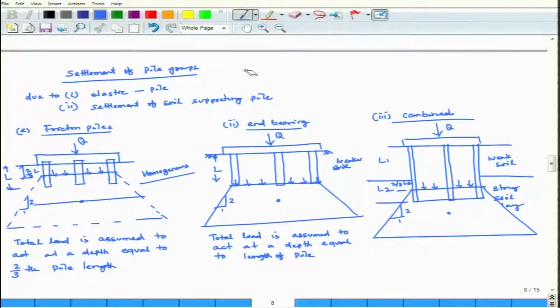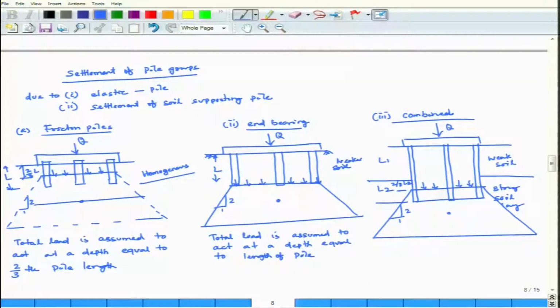Suppose there is a weaker soil strata, below this there is a very strong strata, then what will happen? The pile has been inserted and rests on the strong strata. In that case, to find out the settlement, the total load is assumed to act at a depth equal to the length of the pile. It will act at the bottom, that means below the length of the pile.